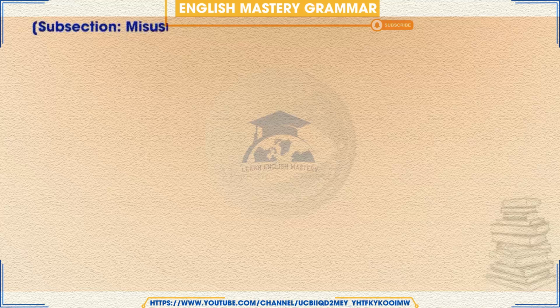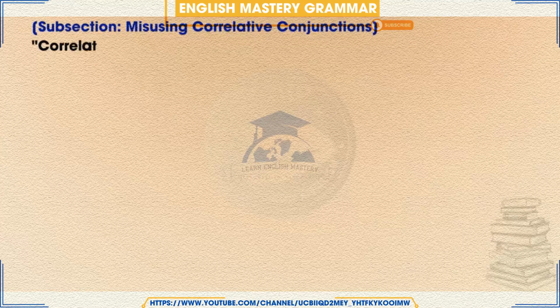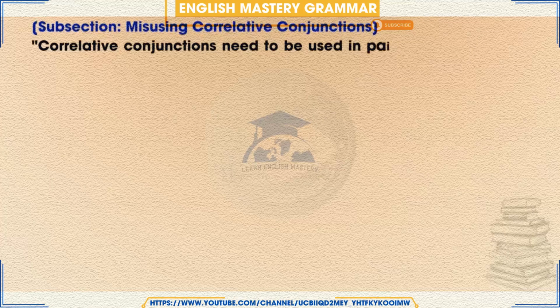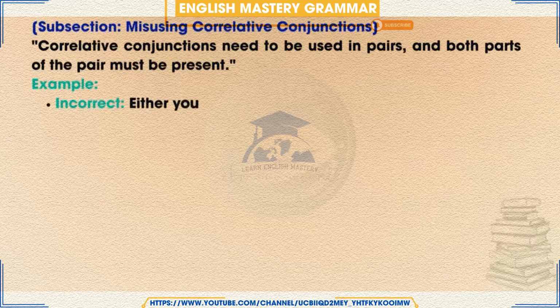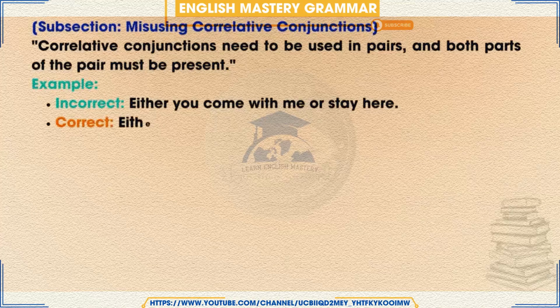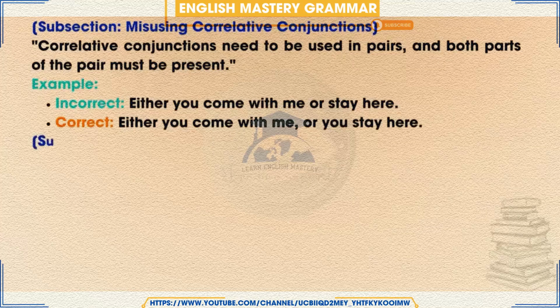Subsection: Misusing correlative conjunctions. Correlative conjunctions need to be used in pairs, and both parts of the pair must be present. Example: Incorrect. Either you come with me or stay here. Correct. Either you come with me or you stay here.